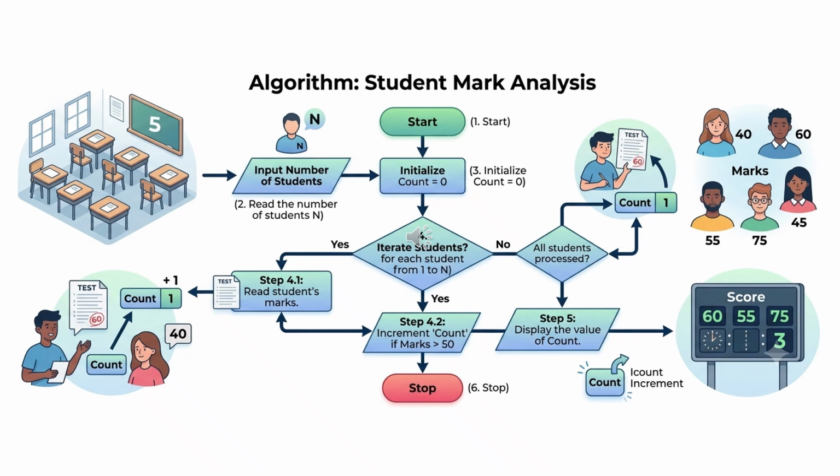This flowchart gives a clear graphical representation of the previous algorithm. In this flowchart, we can see that there are 5 students and their respective marks. So the proposed algorithm counts the number of students who secured more than 50.